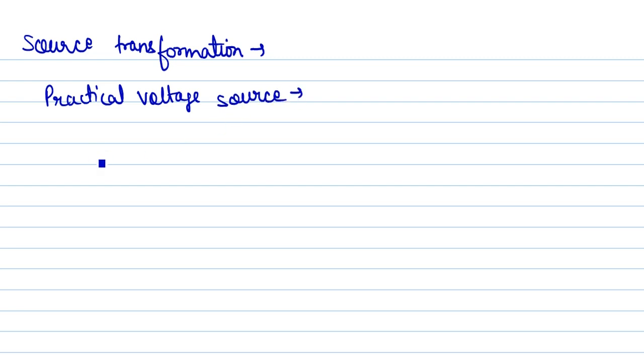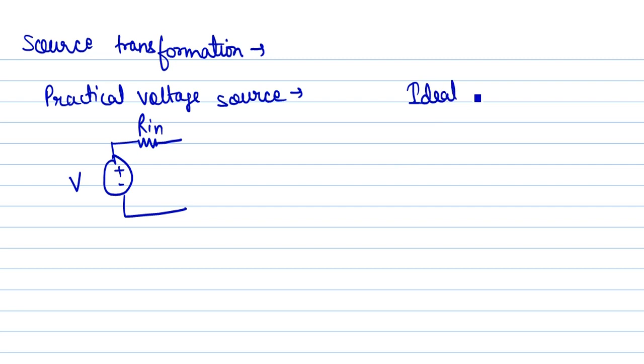So practical voltage source is a voltage source that is having a voltage source in series with the internal resistance that is Rn. So this will be called as a practical voltage source, meaning it is having a finite resistance value.